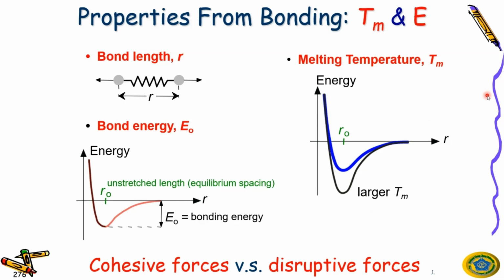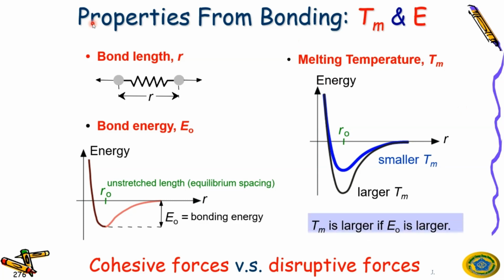So large Tm, and of course this is the smaller Tm, right? This melting temperature. So bonding energy is related to the melting point. This is the property of the material. So Tm is larger if the E0 is larger.